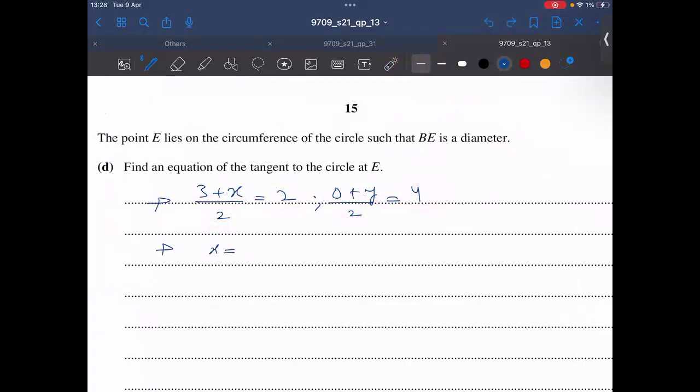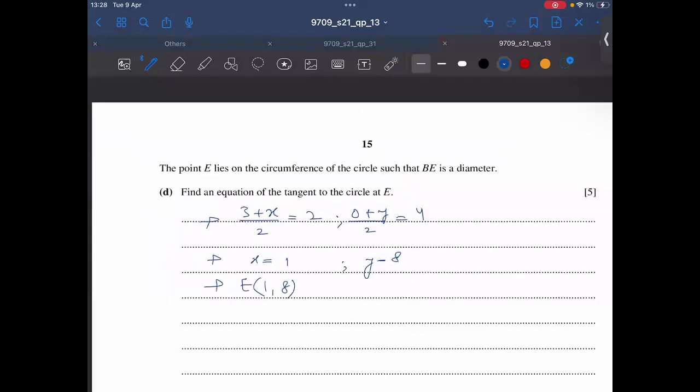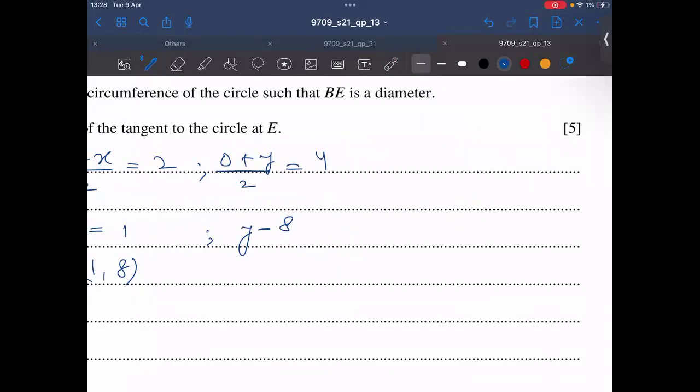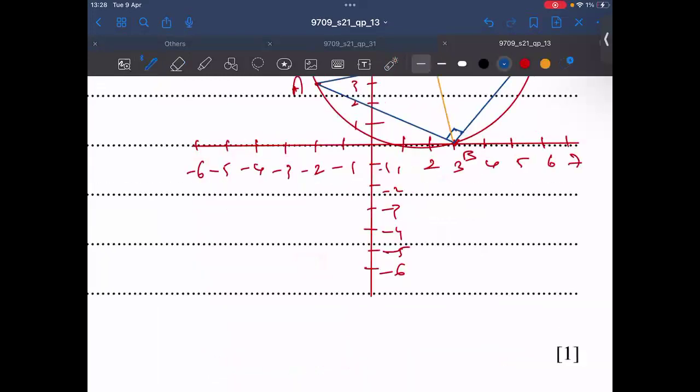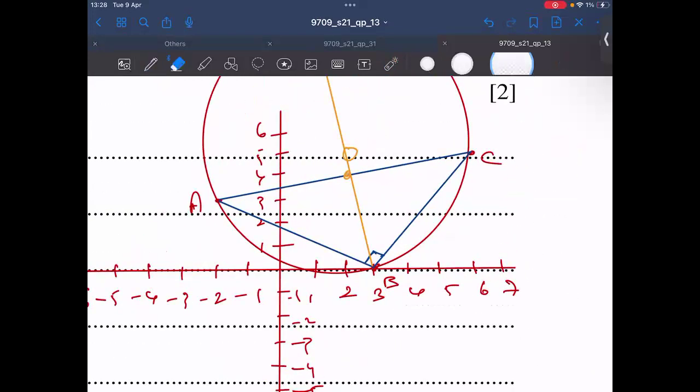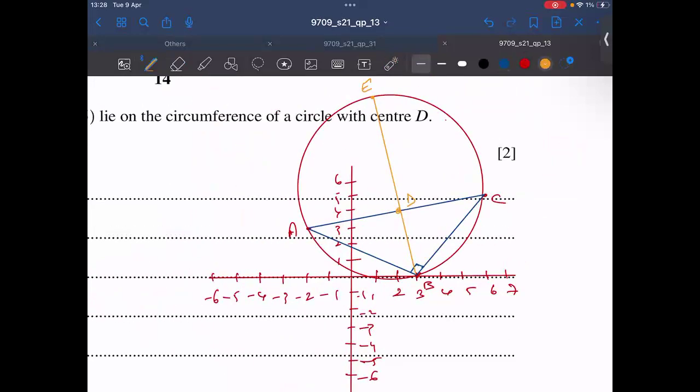Sorry. Sir, whose coordinates are 2, 4? The center point. We have the center point as this, not O. Sorry, this is not O. This is D basically. It's not O. The center point is D. This is D.